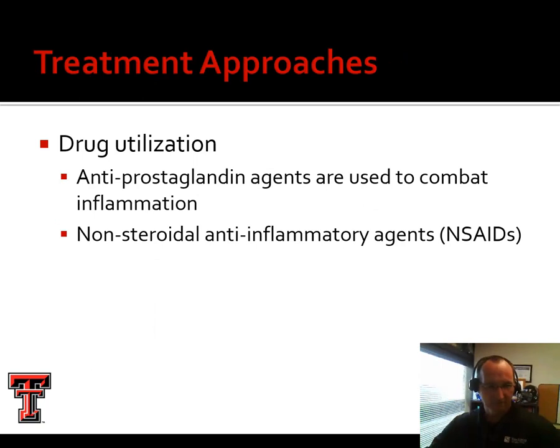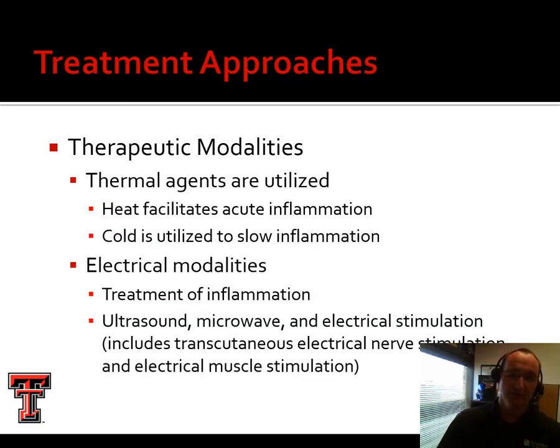The first is using drugs. And I say first, the first we'll discuss. That doesn't mean that's our first option. But you'll see NSAIDs prescribed lots of times for acute injuries. Okay, you sprain your ankle, take an Aleve, take an ibuprofen. It's an anti-inflammatory. We may also use antiprostaglandin agents to combat inflammation. That's one approach. Another approach may be to use what we call therapeutic modalities.